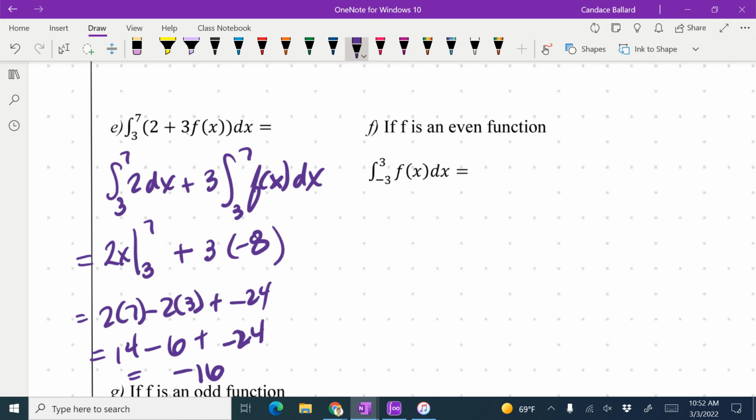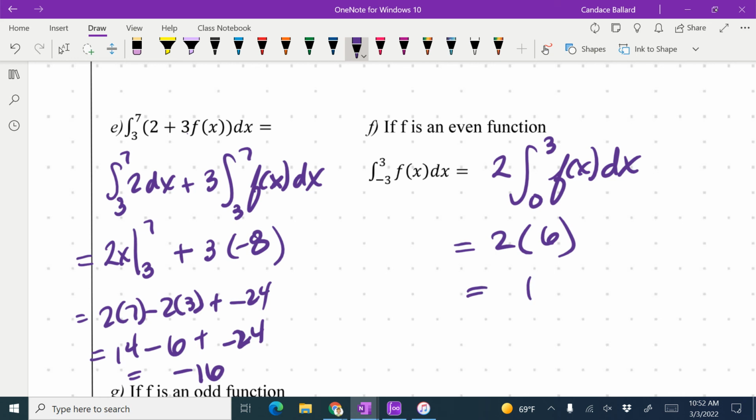Okay. In letter F, they're telling us that the function is even. Remember, this property only works if it's even. So if it's even, I know I can double from 0 to 3 of f of x dx, which is information that we have. So that would be a reason to actually use it in this manner, because I don't know anything from negative 3 to 0. So what did they tell us it is from 0 to 3? 6. So we're going to get 12.